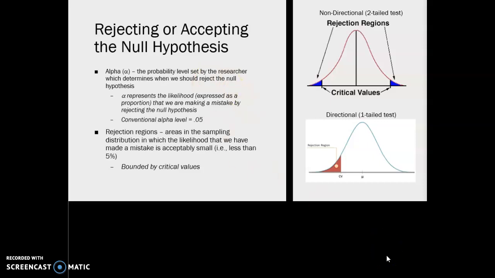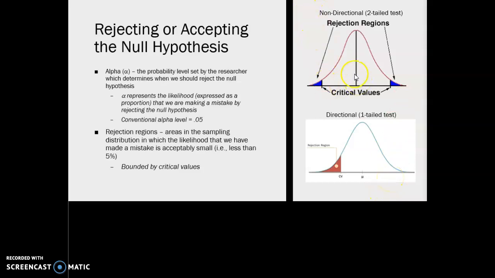When we make a prediction that is directional, that is when we expect that the sample mean will either be higher or lower than the population mean, we can use a one-tailed test, which basically says that the rejection region is within this part of the distribution associated with 5% of the sample, or would be on the higher end if we're predicting an increase.